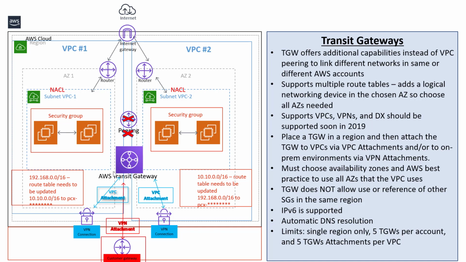IPv6 is supported. There's automatic DNS resolution and a couple of limitations. Right now it's only for a single region. There are 5 transit gateways per account and 5 transit gateway attachments per VPC. So let's get into the AWS console and see how you would create a transit gateway.